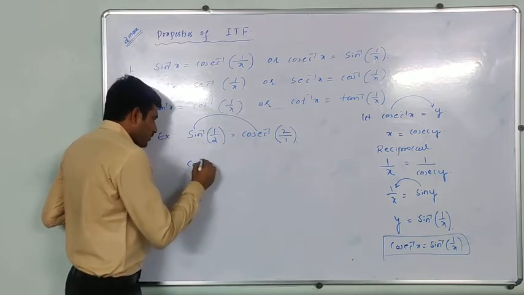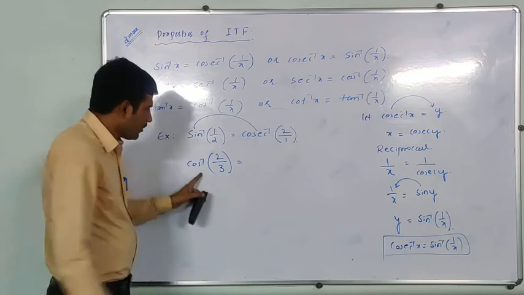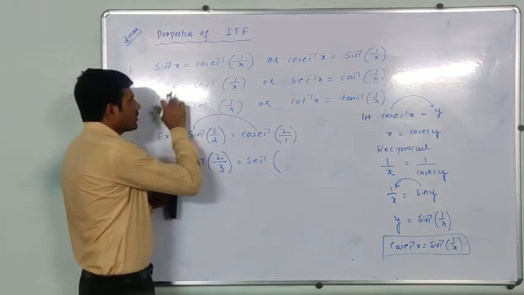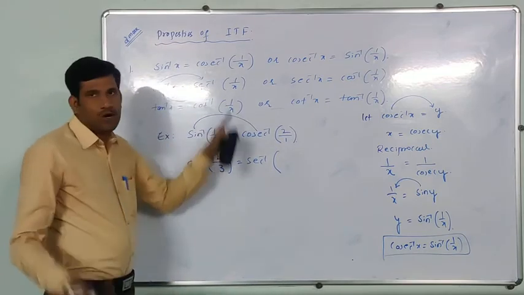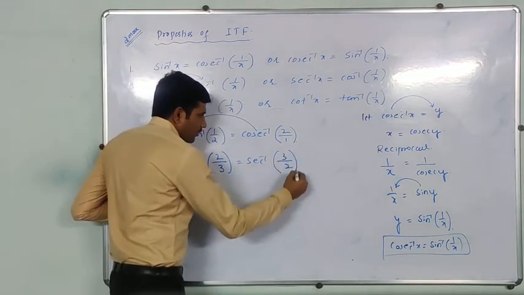Similarly, cos inverse of 2 by 3, let us see. If you want to convert this cos inverse in terms of sec inverse, or sec inverse in terms of cos inverse, you have to make this value reciprocal. So reciprocal of 2 by 3 is what? That is 3 by 2.